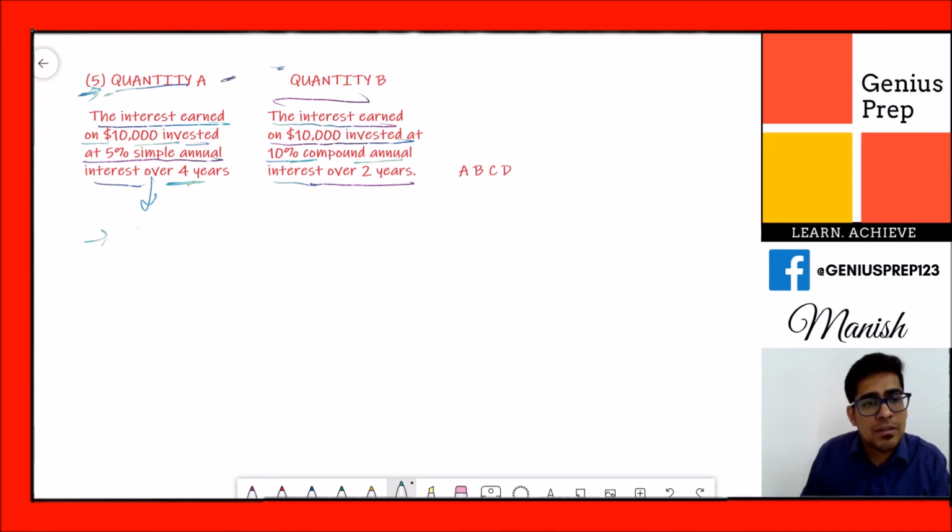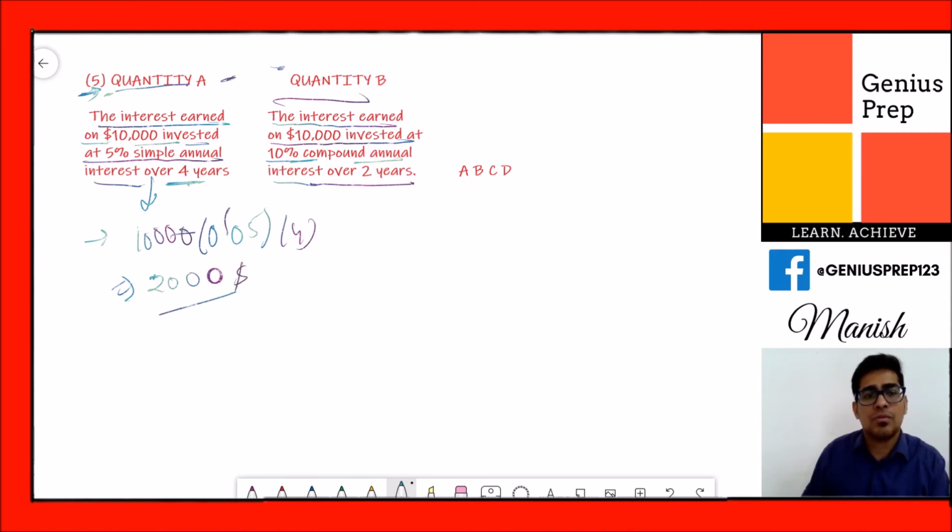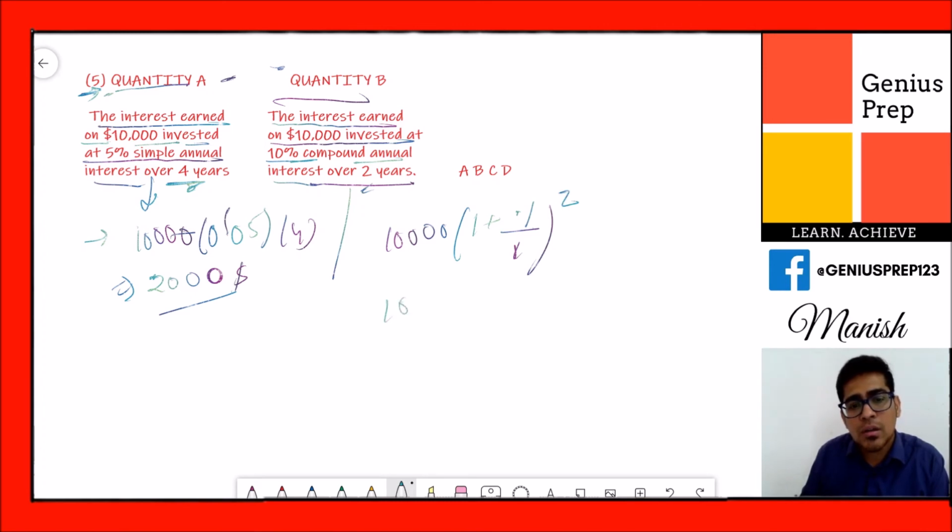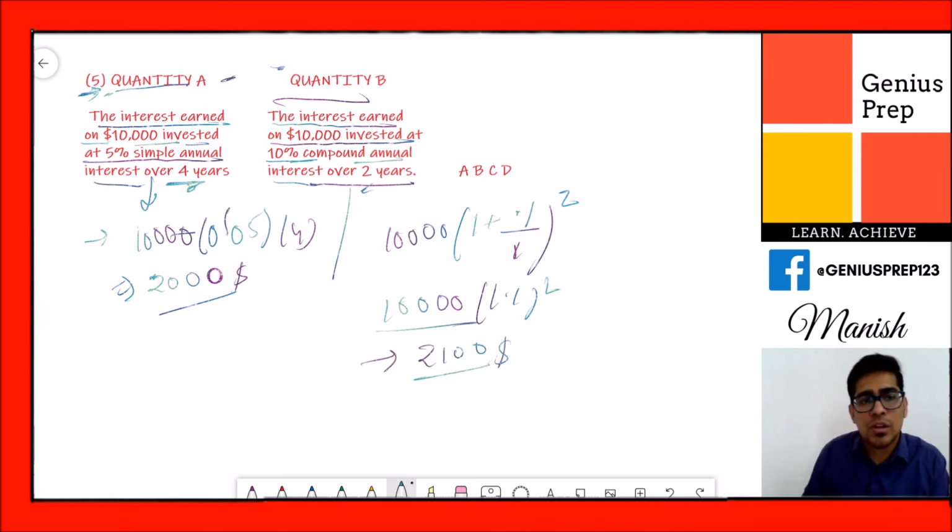First, simple interest: 10,000 multiplied by R, which is 0.05, multiplied by 4. You solve this and you get around $2,000 earned after 4 years. Quantity B: if you remember the formula, 10,000 times 1 plus the rate of interest, which is 0.1, to the power n, which is 2 years, so you square it. 10,000 multiplied by 1.1 squared, and you solve this and it comes to around 2100. So obviously quantity B is greater.